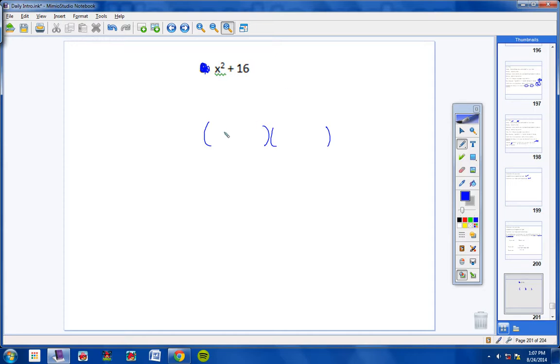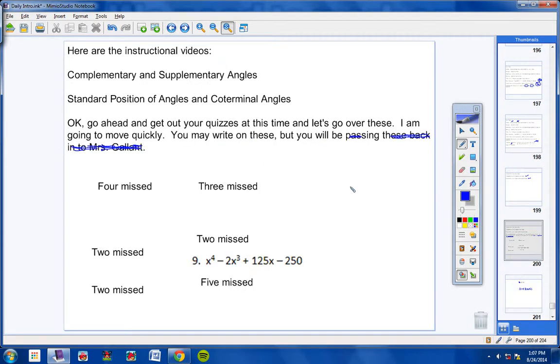And the factorization of this using imaginary numbers would be x minus 4i and x plus 4i. And we'll get into that later, okay? Obviously not now. Okay, it's unfactorable. You cannot do that. Okay? All right, moving on to number 9.